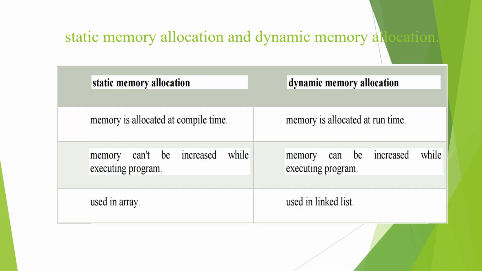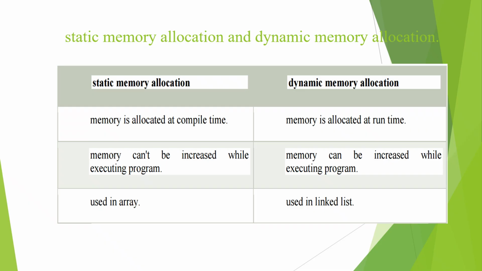Now we have some differences between static and dynamic memory allocation. So let us understand the differences. In static memory allocation, the memory size is fixed. Once you declare it, it cannot be changed. For example, if we declare an array of size 10, it always remains 10.